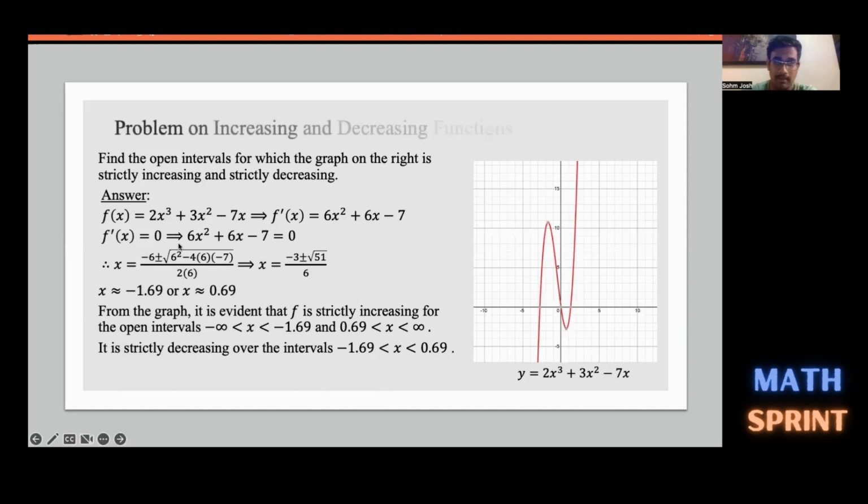So let's do a problem to test your understanding. You might want to have a calculator with you for this problem. So the question is, find the open intervals for which the graph on the right, that is over here, is strictly increasing and strictly decreasing. So remember, the question is asking you to find open intervals and not closed intervals. So just keep that in mind when you get the final result.